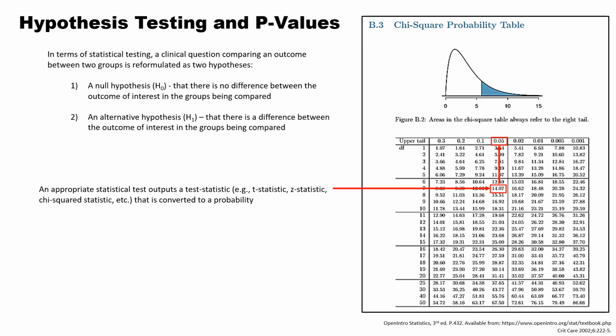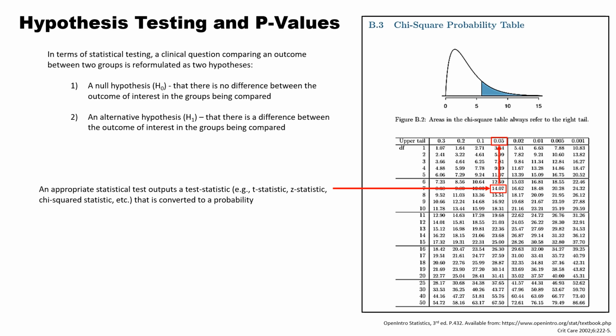In the circumstance we just discussed, it's the chi-square test. And this test is going to output a test statistic. So examples of test statistics include a t statistic, a z statistic, or a chi-square statistic, for example. These statistics are then converted to a probability on the basis of the probability distribution for that particular test statistic at a given number of degrees of freedom.